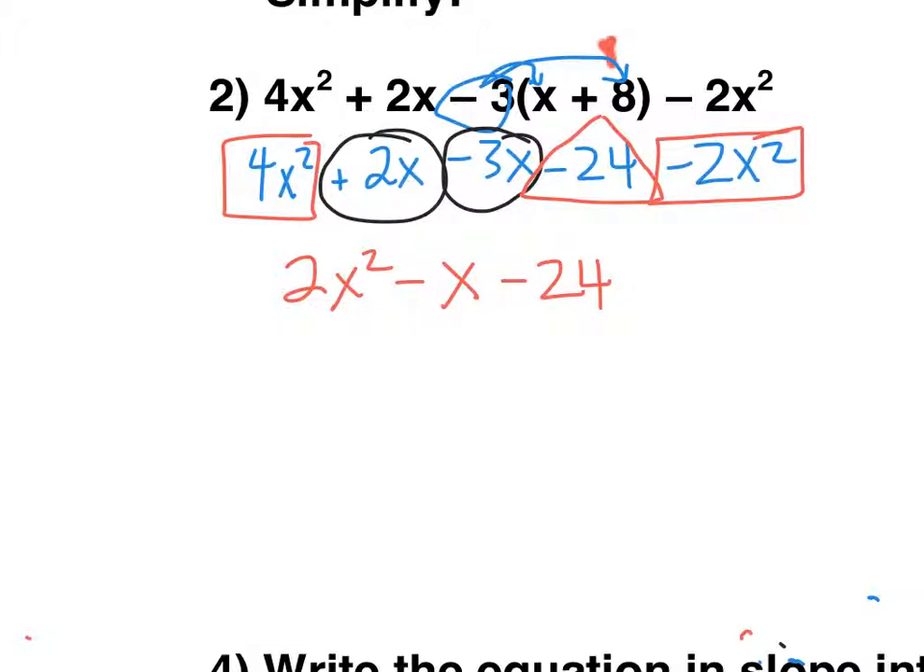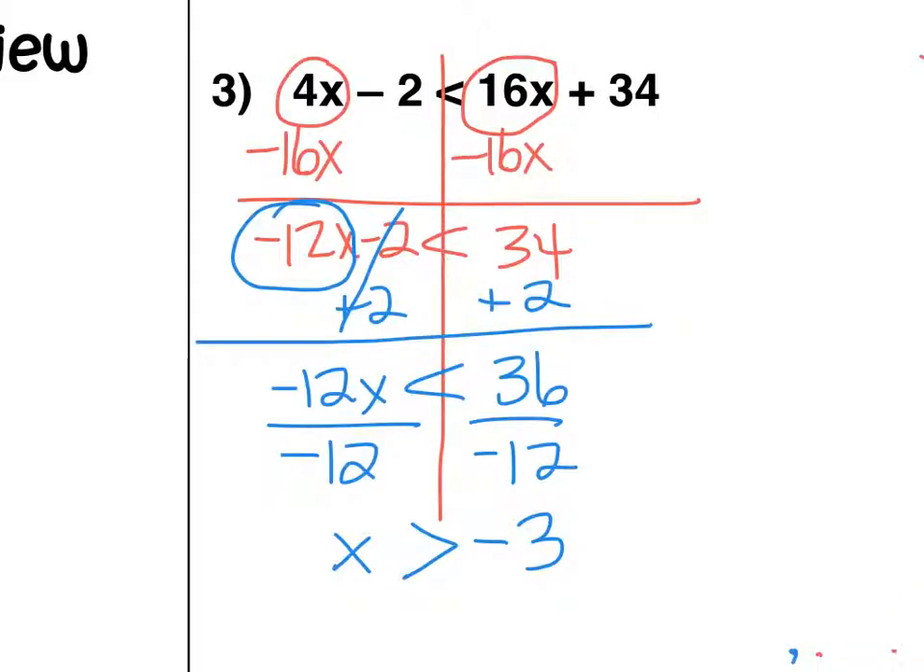Okay, pause it and do number 3. All right, on number 3, the biggest mistake people were making in class is forgetting that when you divide by a negative number, it means you're going to have to flip your inequality. So the answer to this is x is greater than negative 3.